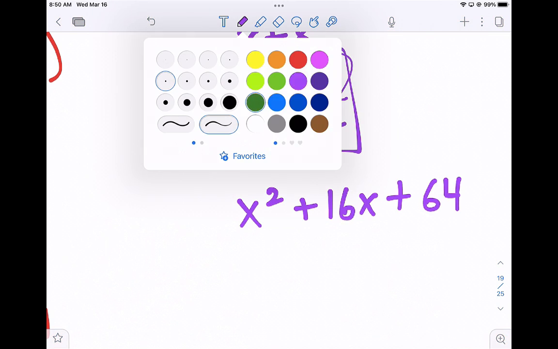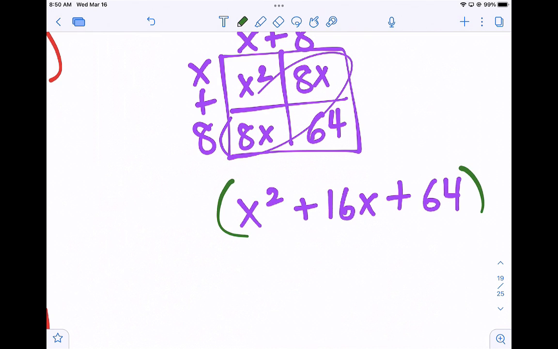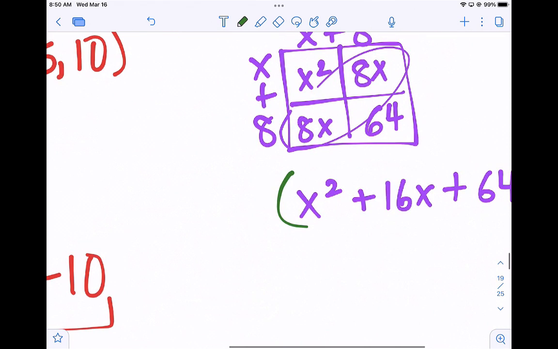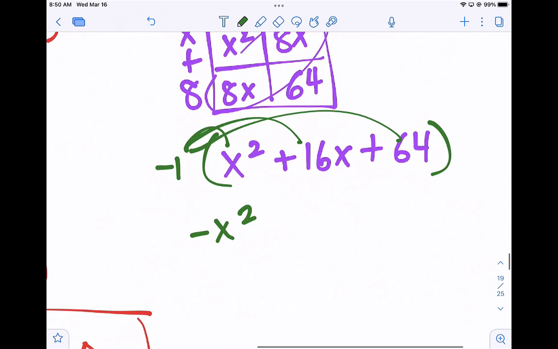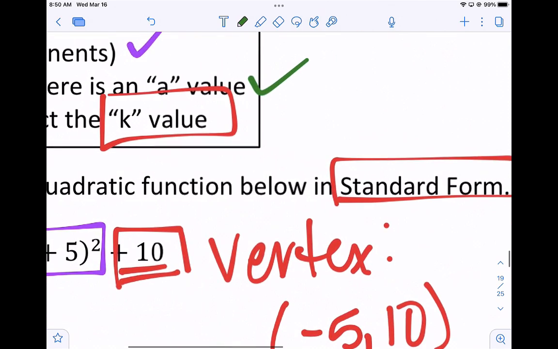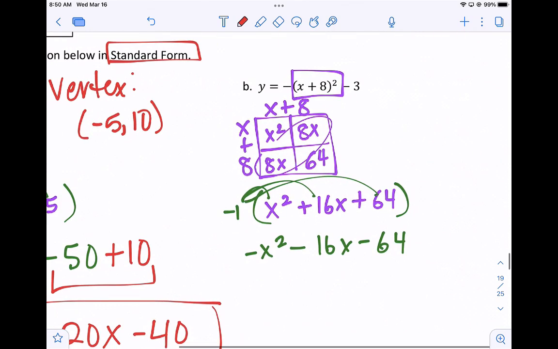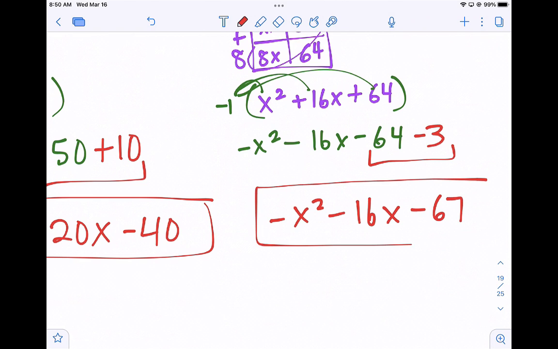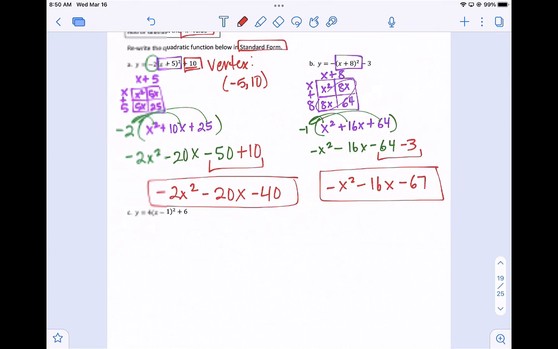Next step is distribute this number in front. And here, if you don't see a number, there's an invisible negative 1 there. It just makes everything the opposite sign. So negative x squared minus 16x minus 64. And then last up, there's this k value, this number at the end right here, this negative 3. So we'll combine it and get negative x squared minus 16x minus 67. And there's our answer in standard form.